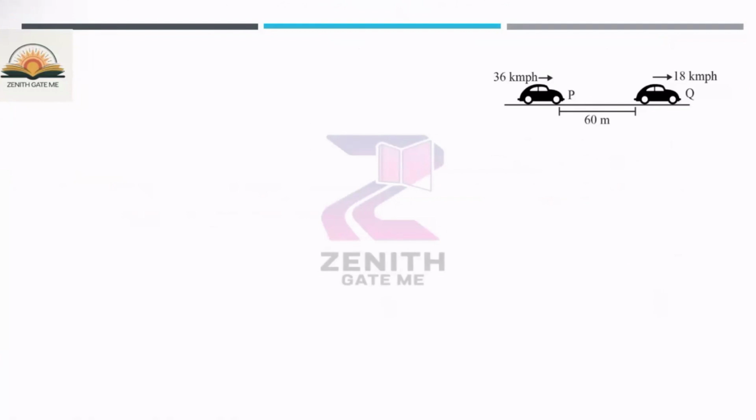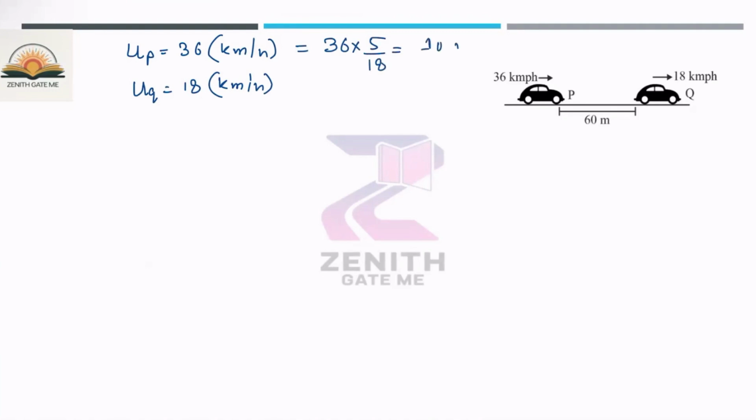So what is the data given? The velocity of P is 36 km per hour and the velocity of Q is 18 km per hour. So can I convert this kilometer per hour into meter per second? Yes, just multiply with 5 by 18. So 36 into 5 by 18 will become 10 meter per second. And 18 into 5 by 18 will become 5 meter per second. So the velocity of P and the velocity of Q you have calculated are 10 meter per second and 5 meter per second.